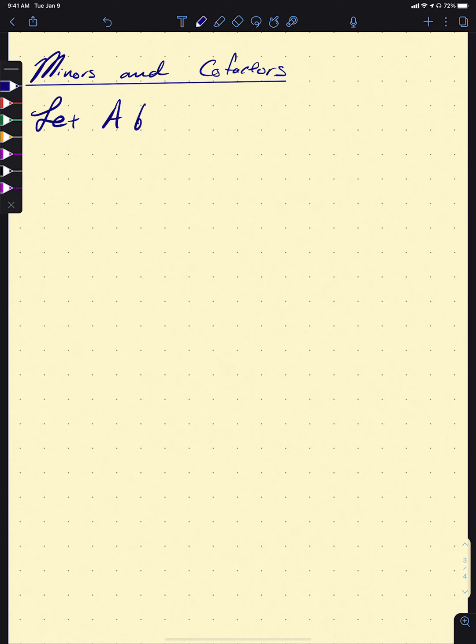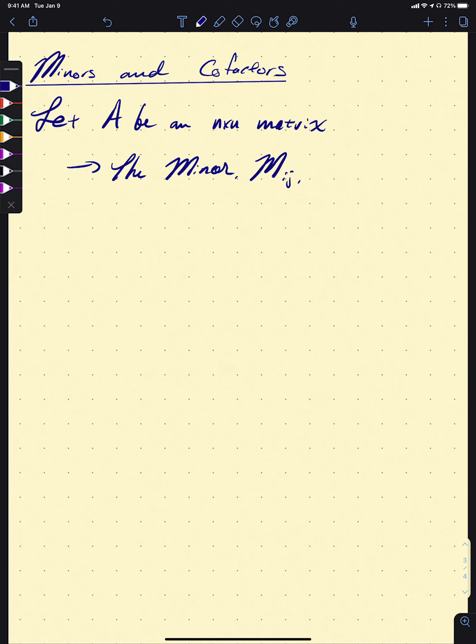Let's say A be an n by n matrix, and we'll define a couple of things. And our first one, okay, is the minor, which we call M sub ij, okay? This is of the element a_ij. Okay, so if you pick some a_ij, its minor is M_ij.